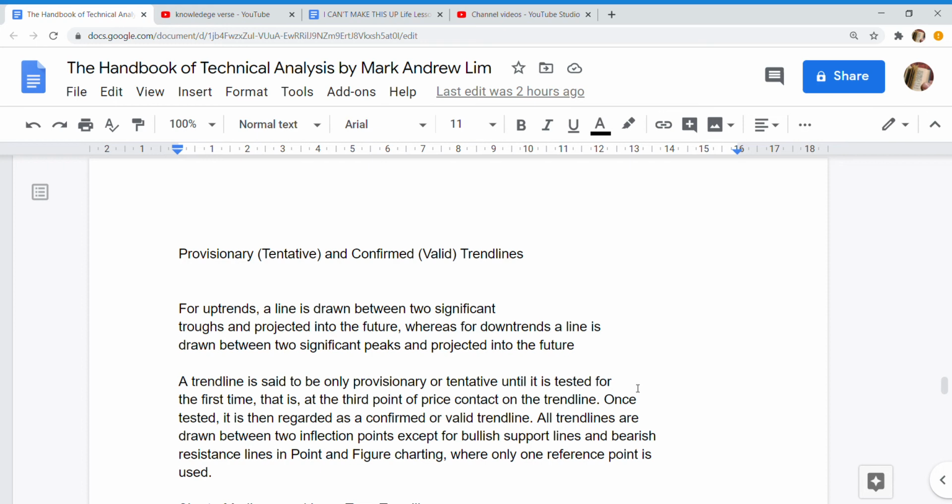A trend line is said to be only provisionary or tentative until it is tested for the first time, that is, at the third point of price contact on the trend line. Once tested, it is then regarded as a confirmed or valid trend line. All trend lines are drawn between 2 inflection points except for bullish support lines and bearish resistance lines in point and figure charting, where only one reference point is used.